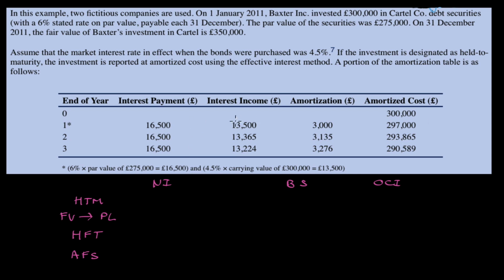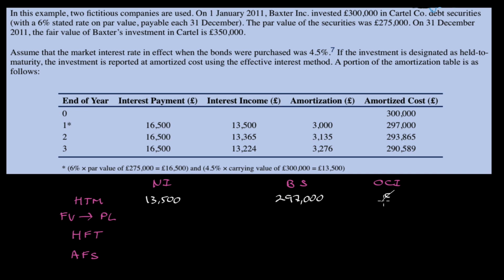Held to maturity, well, we have the table up here. What goes to net income? Well, it's the interest income, but the interest income is the coupon payment less the amortization. So our interest income is $13.5. So we can say $13.5 goes to net income. It's carried at its amortized cost. So on the balance sheet, it'll be listed at $297. And OCI, nothing in OCI.